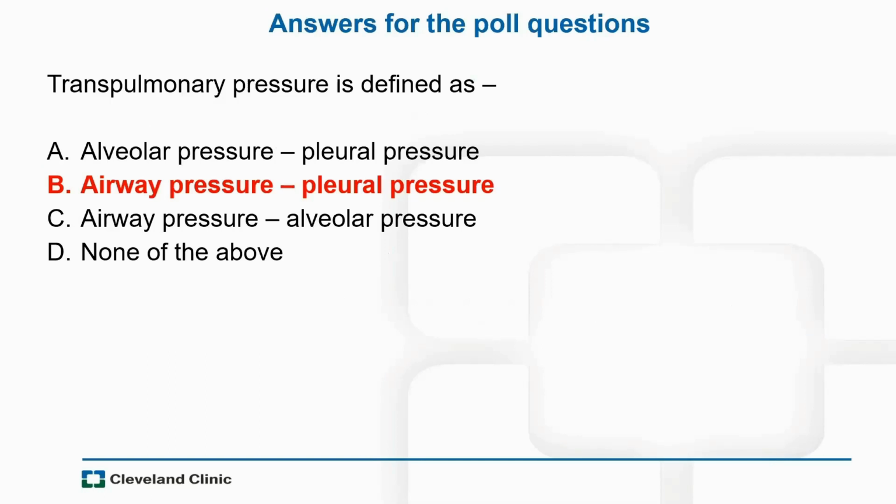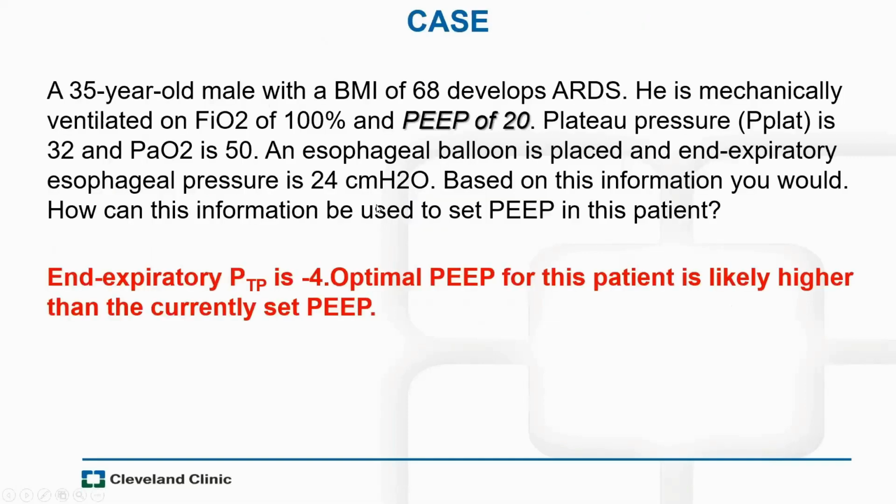And these are the poll questions. The transpulmonary pressure is defined as airway pressure minus pleural pressure. We talked about this. This was the case in the first slide. This is a morbidly obese patient, has a PEEP of 20, has ARDS, his P/F is 50. You put an esophageal balloon in this patient, and your end expiratory esophageal pressure is 24. So what do you do now? When you do the math, at end expiration, the transpulmonary pressure is 20 minus 24, so it's negative. That is not what you want.